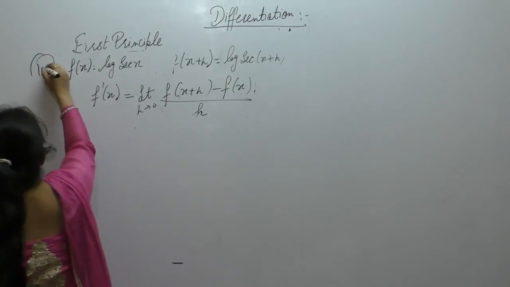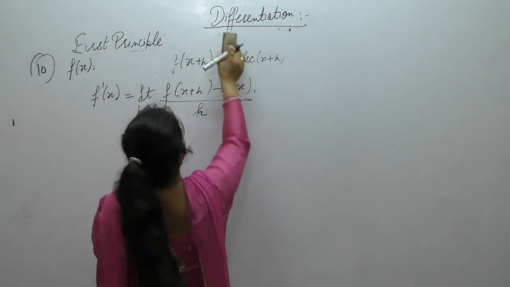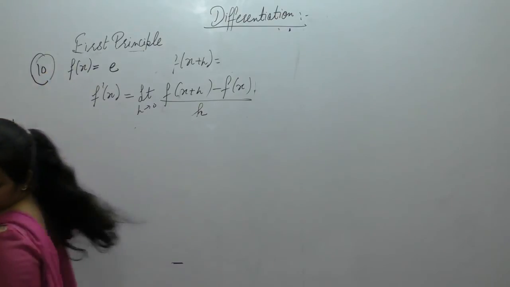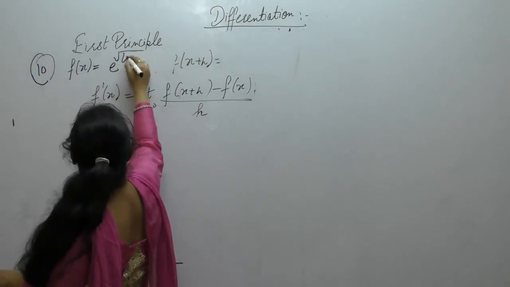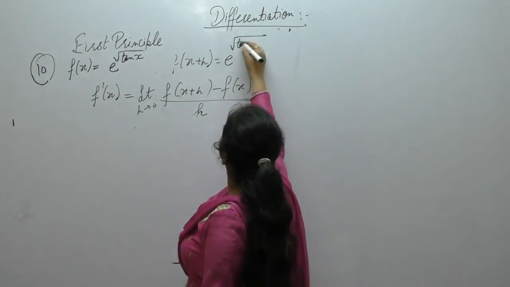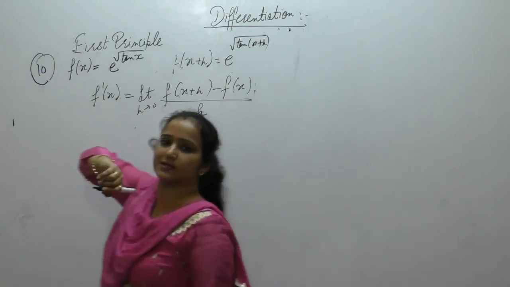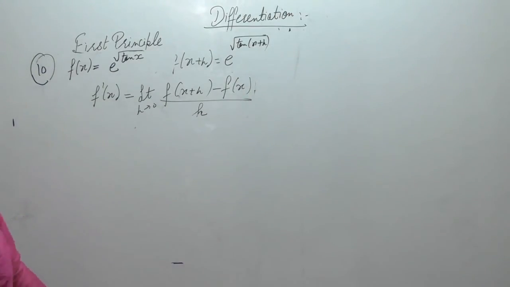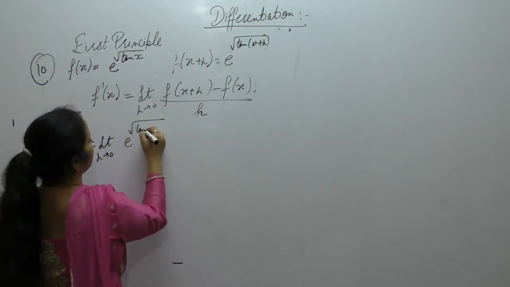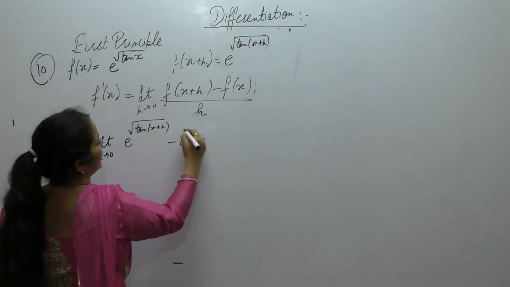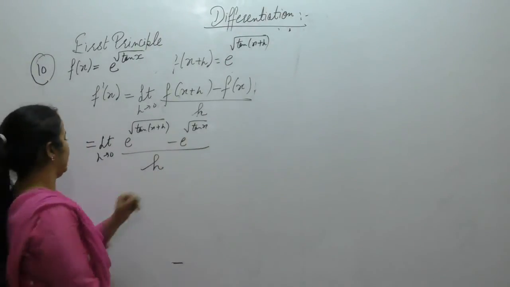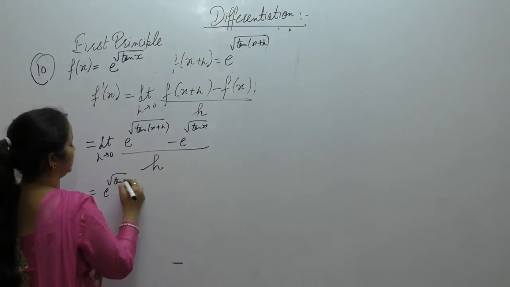Next one is f of x is e power root of tan x. F of x plus h will be e power root tan x plus h. Now put these values in the formula. E square root of tan x plus h minus e square root of tan x upon h. Now take e root tan x common.